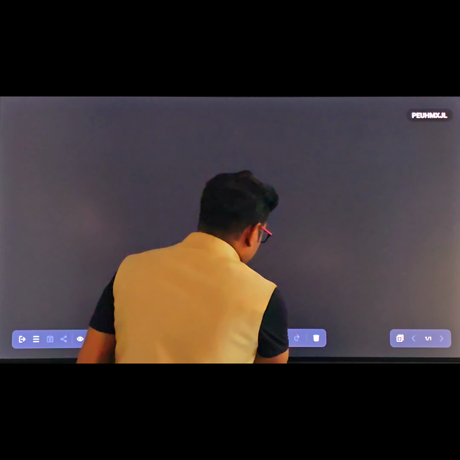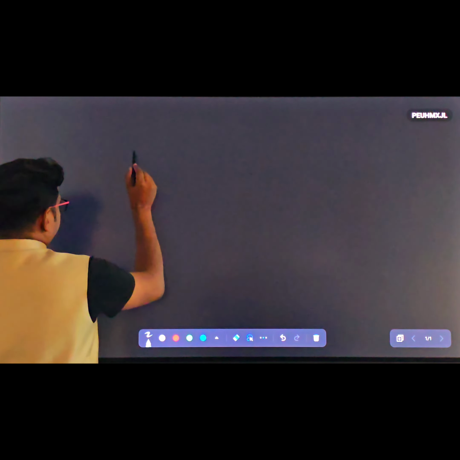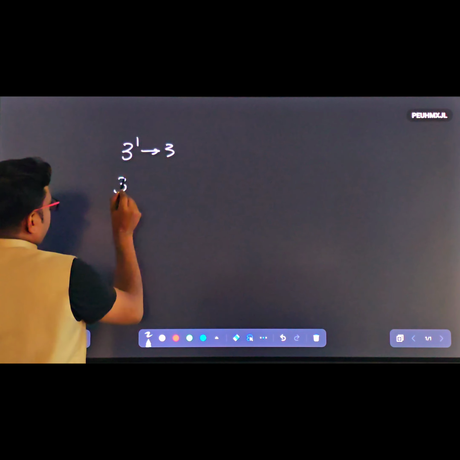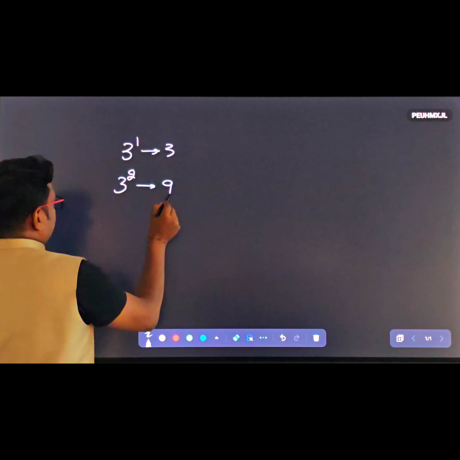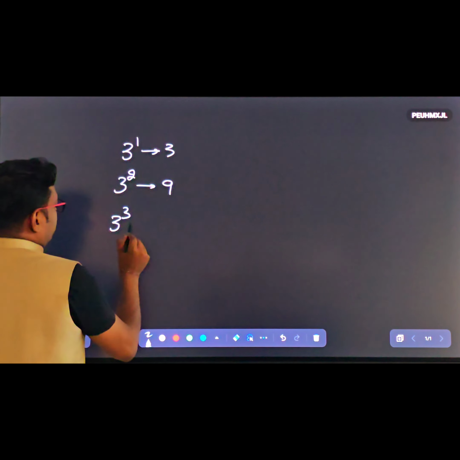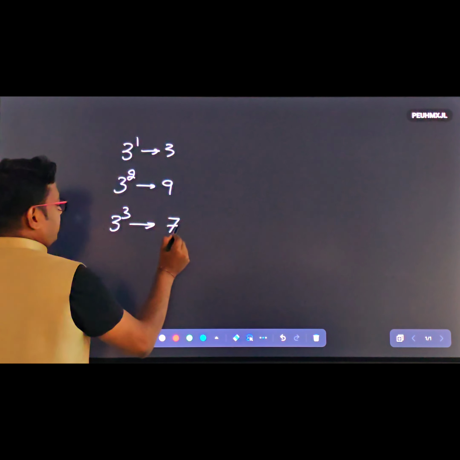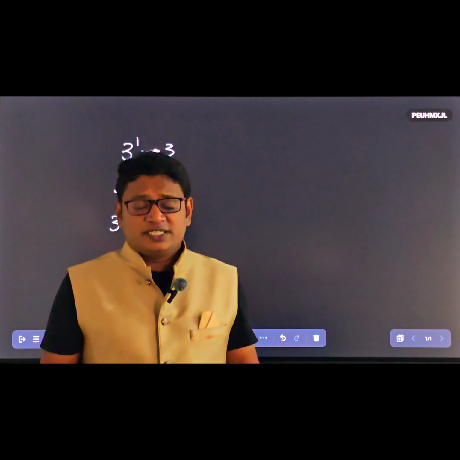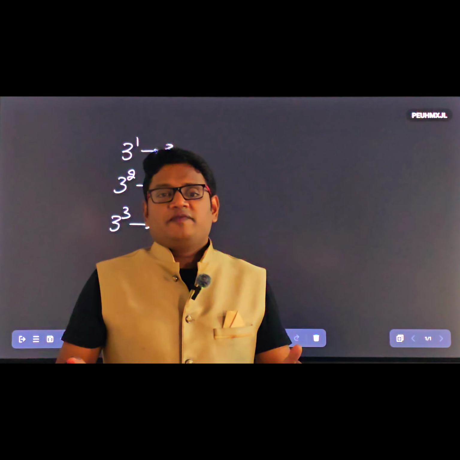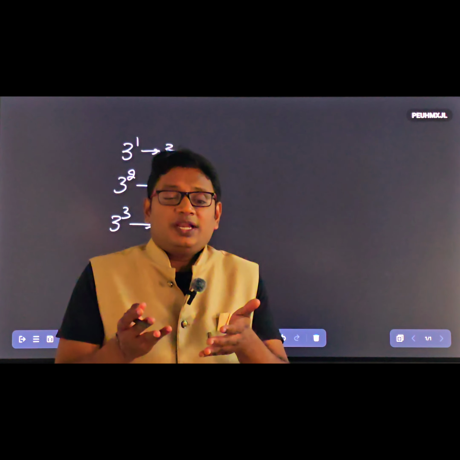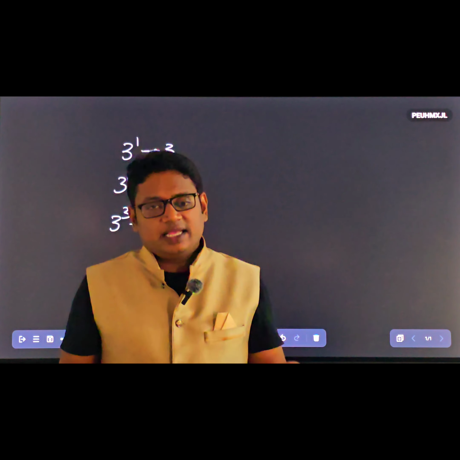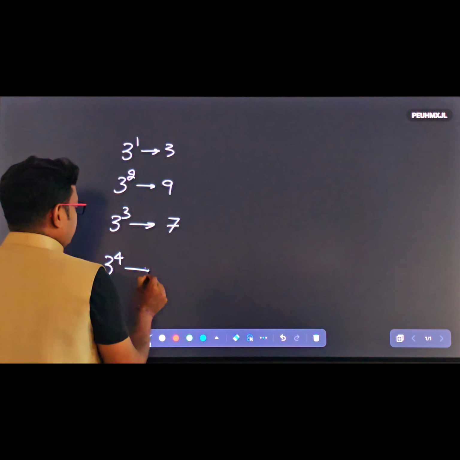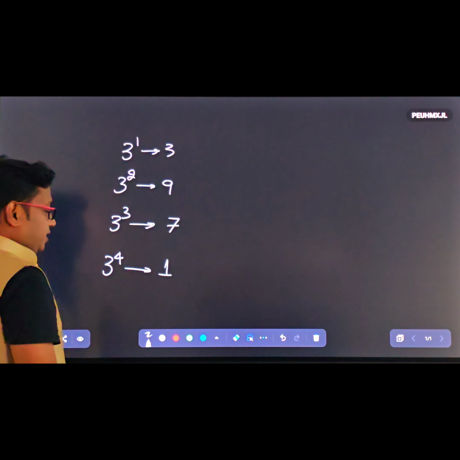Now I will go for 3, my dear friends. Now please observe here. 3 power 1 is 3. 3 square is 9. 3 cube is 27. Units place is 7. I will consider only the units place. Why? Because the chapter itself is units place. In the entire chapter, we only calculate what is the units place, nothing else. Then 3 power 4 is 81, units digit 1.